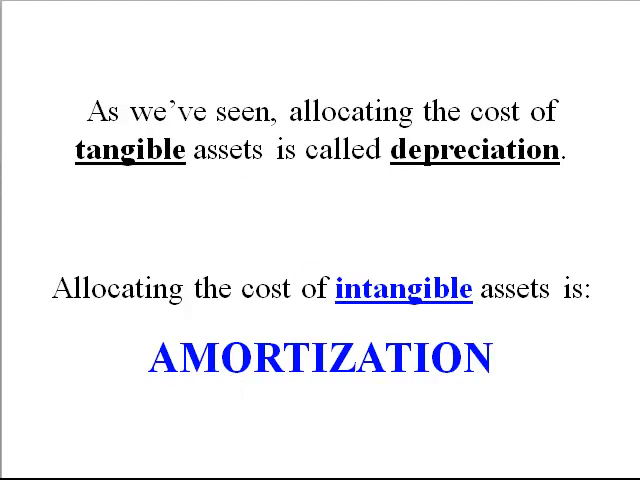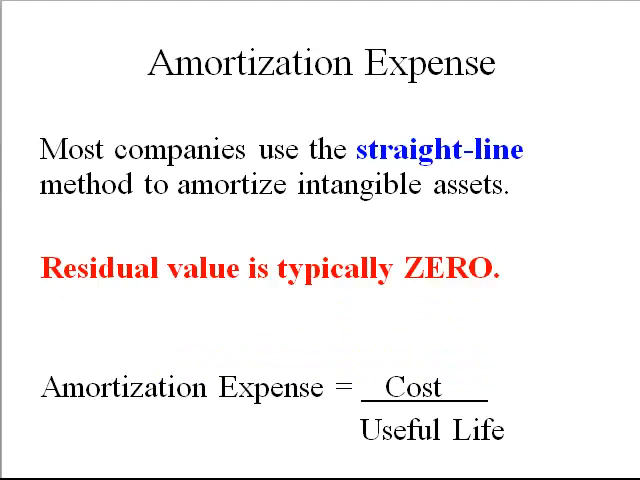As we've seen, allocating the cost of tangible assets is called depreciation. Allocating the cost of an intangible asset is called amortization. The concepts are the same. Most companies use straight-line method to record amortization of intangible assets. Unlike tangible assets, residual value is typically zero for an intangible. This simplifies the numerator sum because we have zero salvage to subtract out.